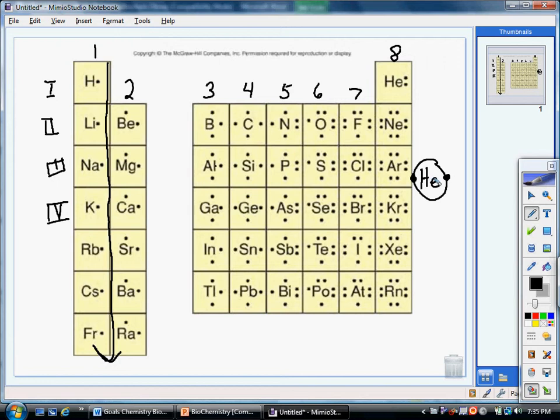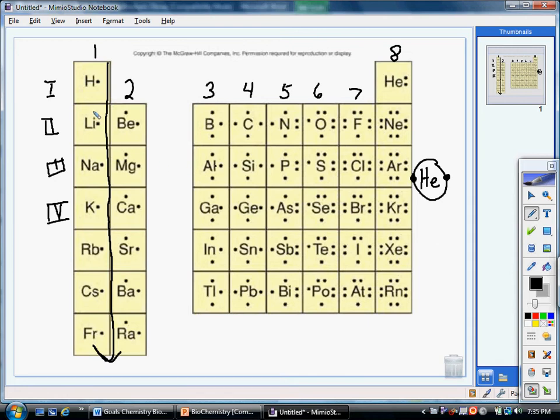You can always check to see if you're right by looking and saying, hey, helium has 2 valence electrons, and the first energy level can only hold 2. All noble gases should have a full outer energy level, and the first energy level can only hold 2 electrons. This is the Bohr model for helium. Let's try the Bohr model for lithium.